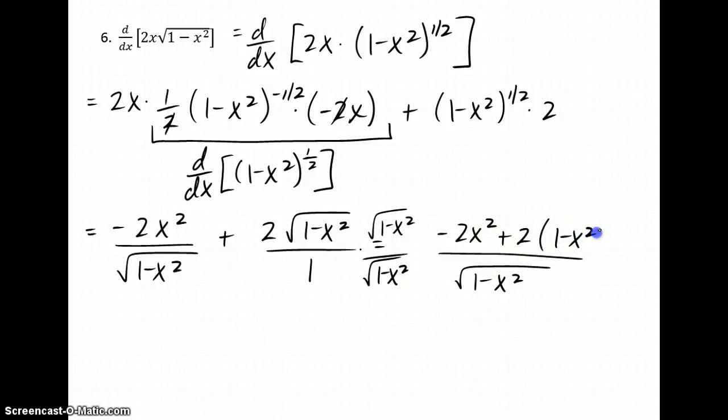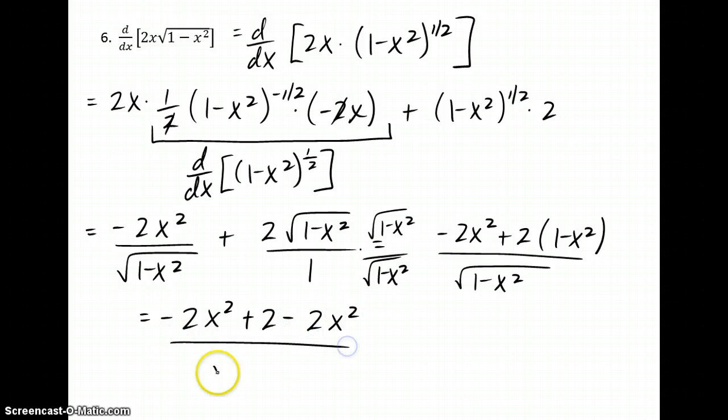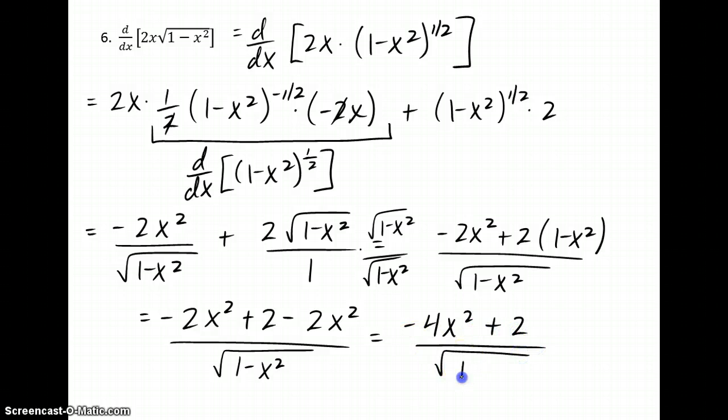So our next step, make sure you distribute that 2 to both terms that were underneath the radical. And then combining like terms, negative 4x squared plus 2 all over the square root of 1 minus x squared. So that would be your final derivative.